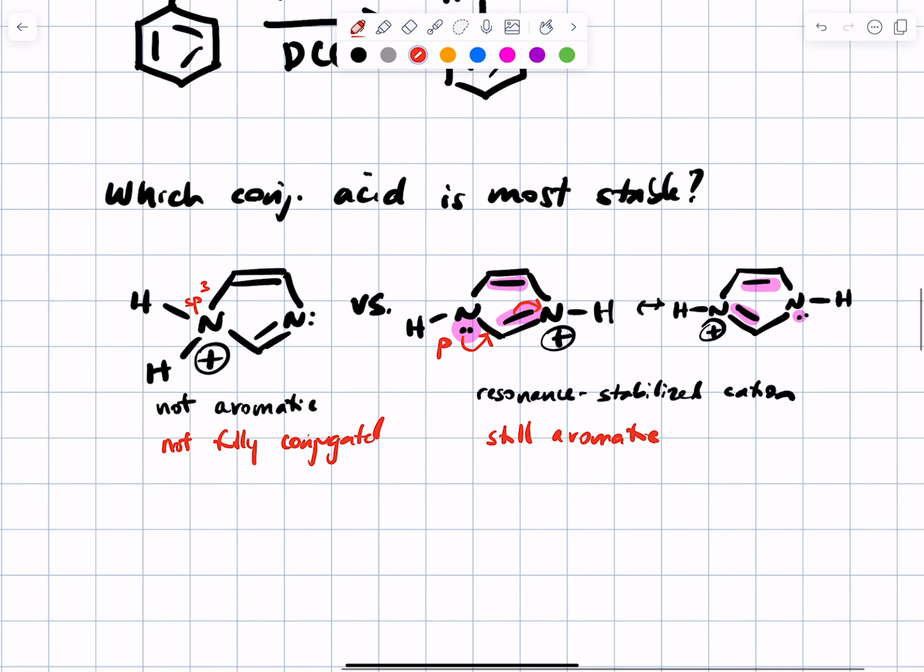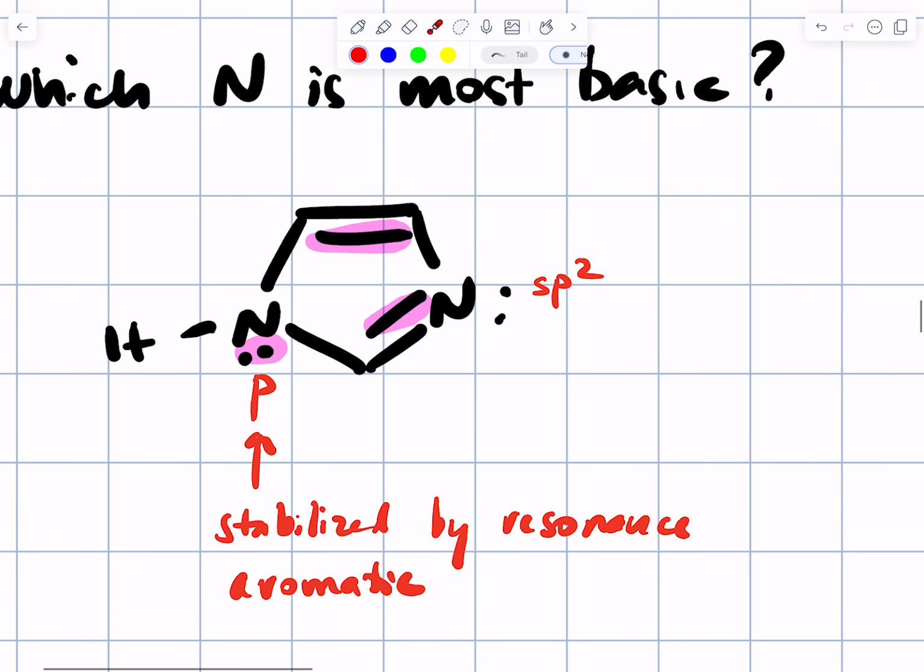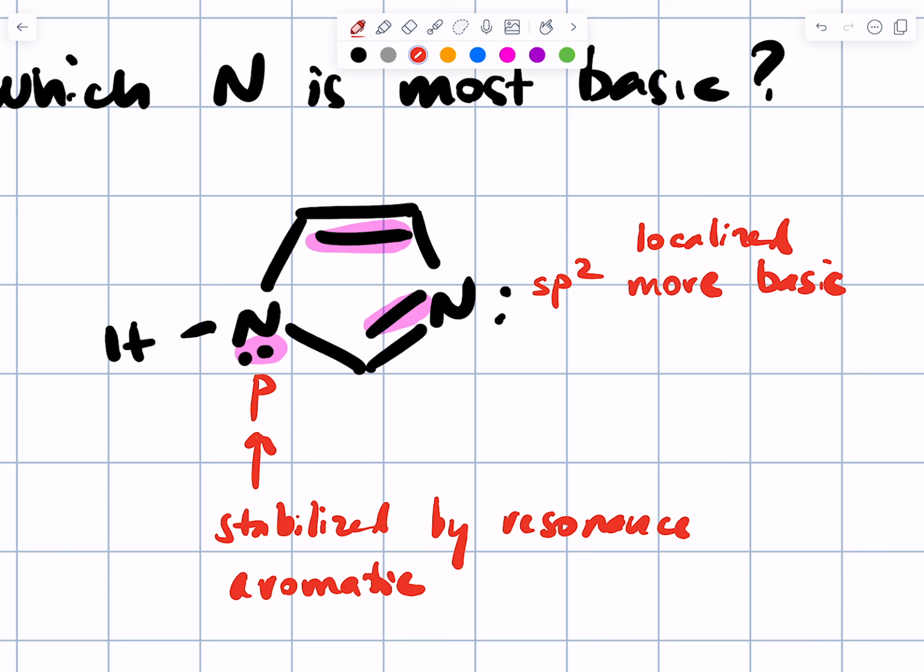So, just based on comparing conjugate acids, you could conclude the conjugate acid on the right is more stable, therefore the nitrogen on the right is more basic. And that's true. The alternative explanation is to focus on the lone pairs, as we were already discussing. The lone pair that's in a p orbital adjacent to the pi bond is stabilized by resonance and aromaticity. The lone pair in the sp2 orbital is localized, therefore not stabilized by resonance, therefore higher in energy, therefore more basic.